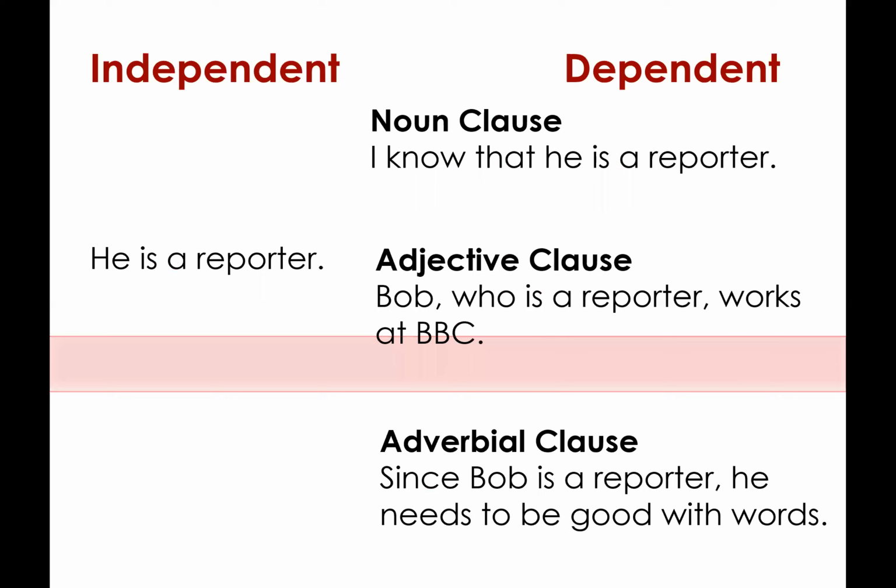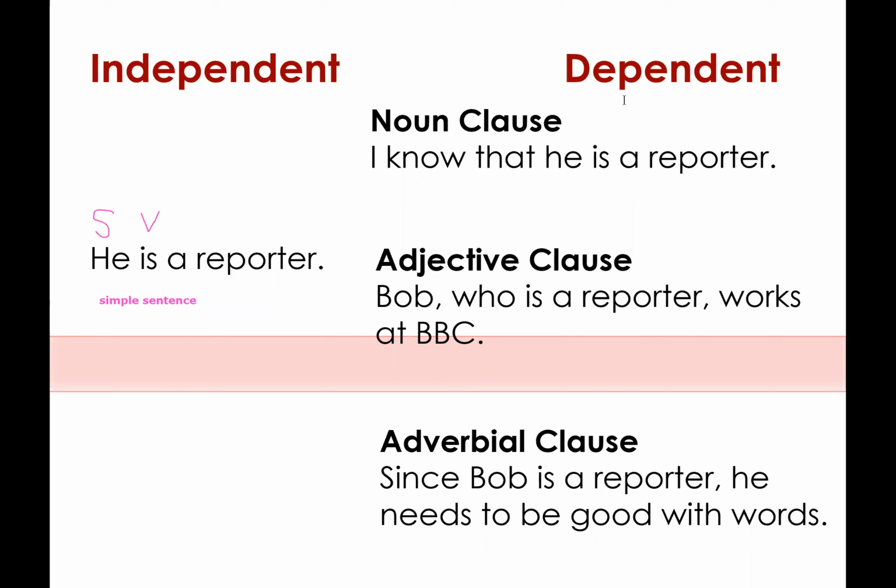Let's first get the clauses out of the way. When I say independent and dependent clause, I simply mean whether it can stand alone as a sentence. An independent clause, like over here, "He is a reporter." Remember, it is a clause, so it has subject and verb. In this case, an independent clause is also a simple sentence. It is a complete sentence.